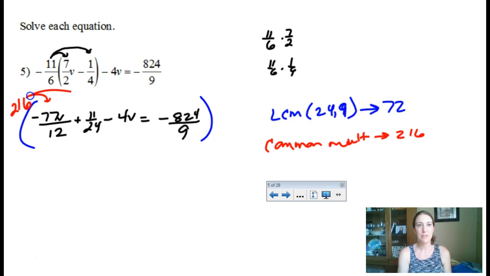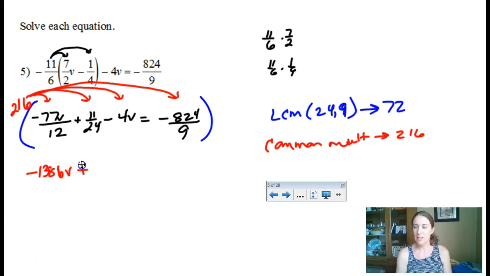All right, when I distribute this 216 to all the terms, like I said, I already keyed this out, so I'm just going to look at my answer key and fill in my numbers. I got negative 1,386v on the first term because I did 216 times this fraction. And then my next fraction came out to 99. And then 4v also has to be multiplied by 216, so that's 864v. And then this last fraction, oh, lovely, negative 19776. Yeah, that's not great. Thank you, calculator.